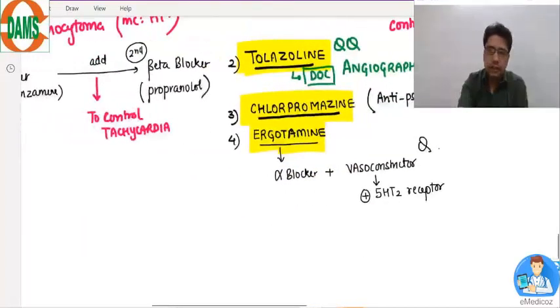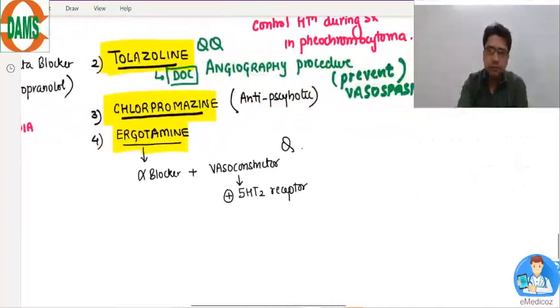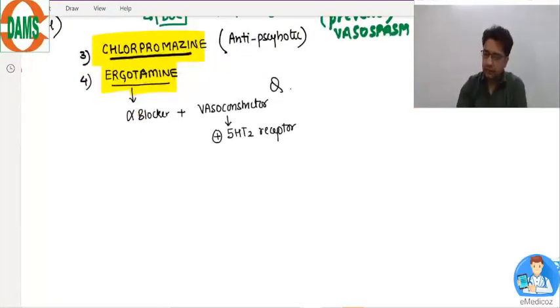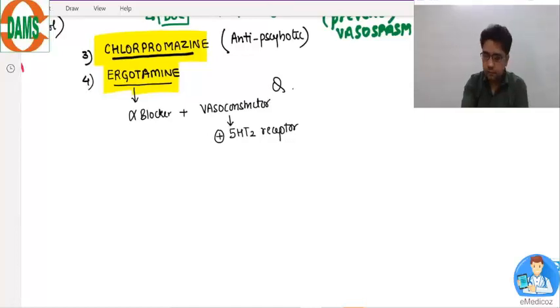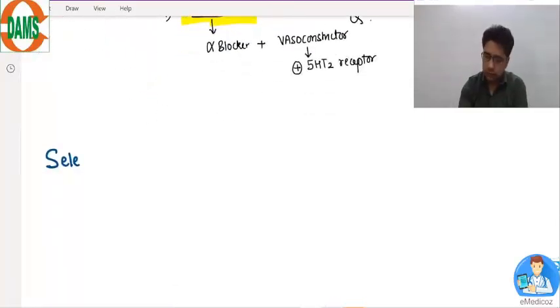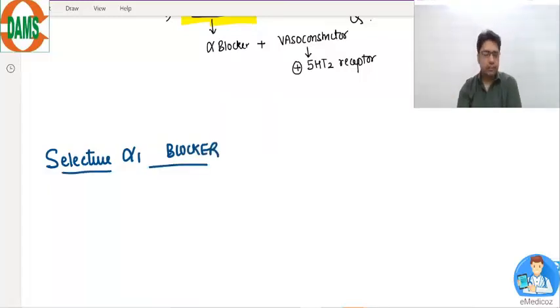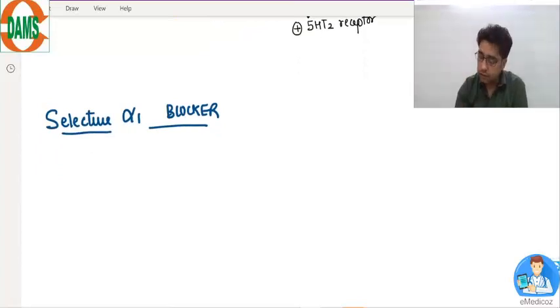Let's come now to selective alpha 1 blockers. Very simple. First, I will tell you the concept of alpha blockers. Just remember where alpha 1 receptors were present.